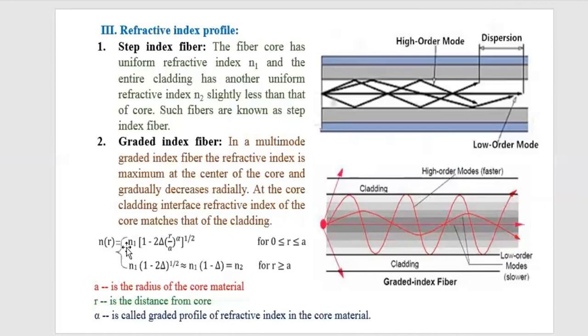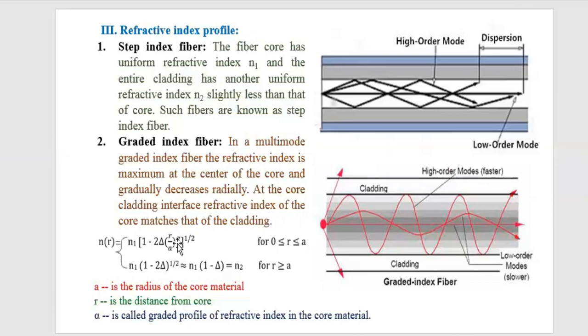N of R is equal to N1 into square root of 1 minus 2 delta (R by A) power alpha, where N1 is the refractive index of the core at the center. Delta is the fractional difference of refractive indices. R is the distance from the center of the core, where we want the refractive index. A is the radius of the core material, from the center to here.